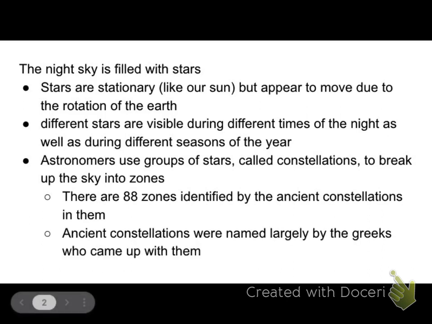The ancient constellations were named largely by the Greeks because the Greeks were the first people to develop telescopes and really start looking up at the stars and start thinking about what's happening outside of the Earth. And so because they were the first people to do that, they were the first people to name groups of stars. And so most of the names for stars we have come from the Greeks. So you may notice that the constellations are named after heroes and villains and things that appear in ancient Greek stories.